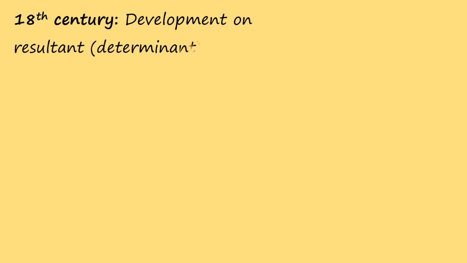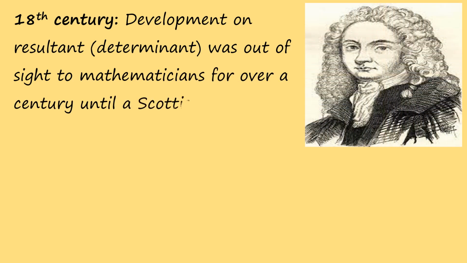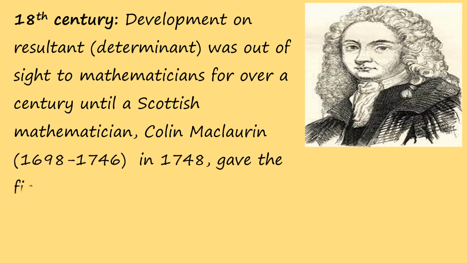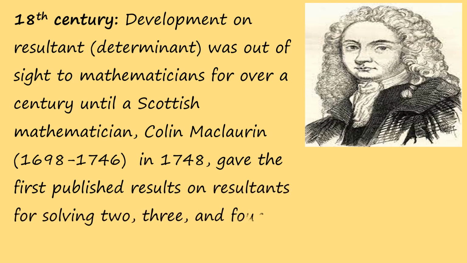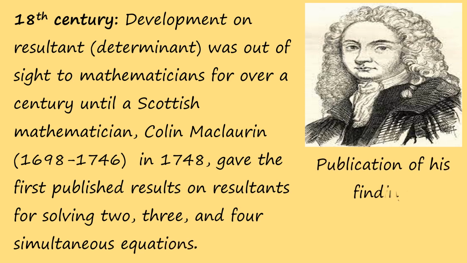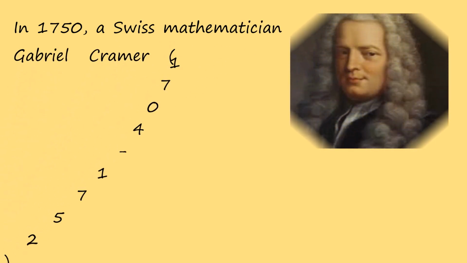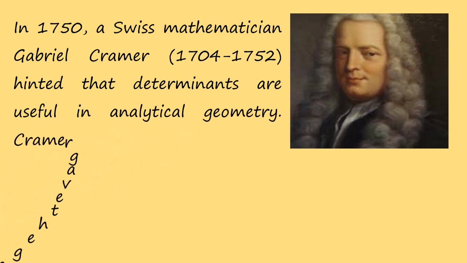In the 18th century, development on resultants or determinants was out of sight to mathematicians for over a century until a Scottish mathematician, Colin Maclaurin, in 1748 gave the first published results on resultants for solving 2, 3, and 4 simultaneous equations. Publication of his findings was made 2 years after his death. In 1750, a Swiss mathematician, Gabriel Cramer, hinted that determinants are useful in analytical geometry.